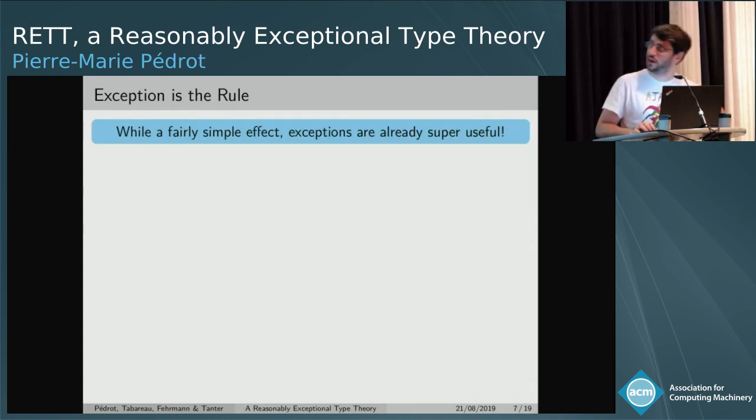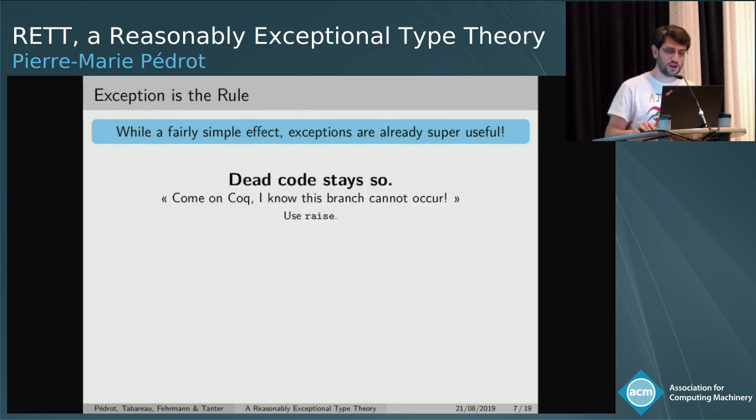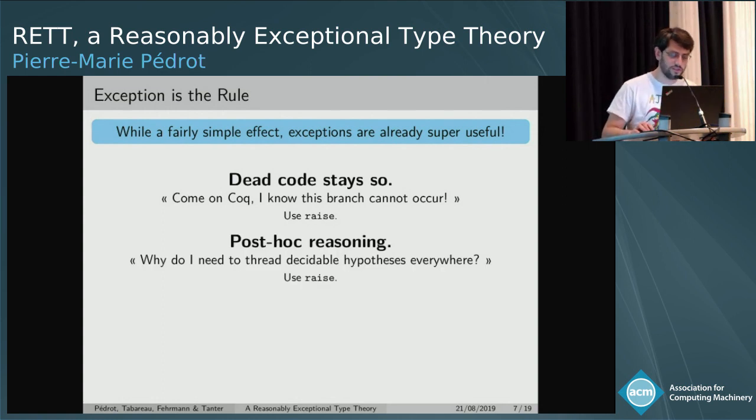And I would like to advocate here that even though exceptions are utterly stupid as an effect and very simple to explain, they are quite useful. So for instance, a practical thing you could do in Coq: you have dead code in your program, and you know that for a branch you don't have to do anything. But Coq forces you to actually provide a proof that this branch is dead, and you have to struggle like crazy in order to convince it that this is correct. So what do you do with exceptions? You just raise.